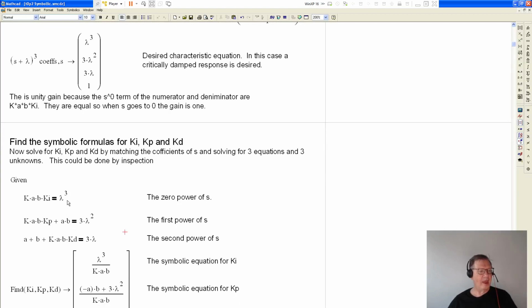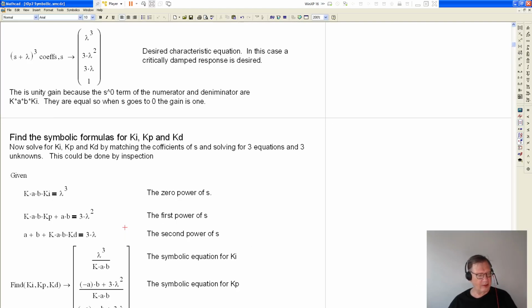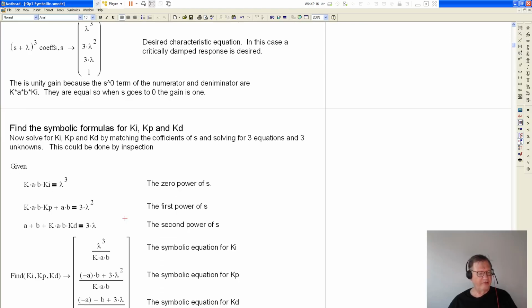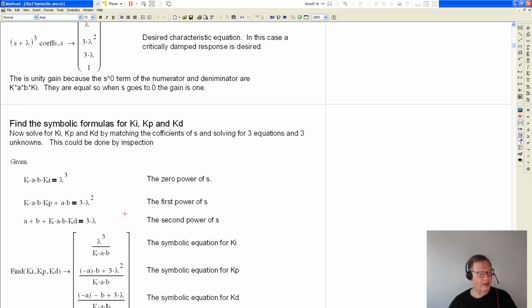And this can be pretty much done by inspection. You can just see that Ki is going to be equal to lambda cubed divided by K times A times B. And this is the 10 that you saw at the very top in the numerator. And you can see that coming down here, we have the symbolic equations for all of these. And again, this is going to be 10.